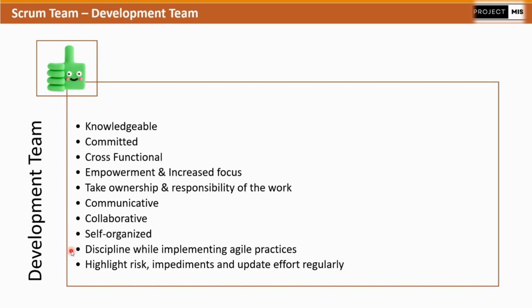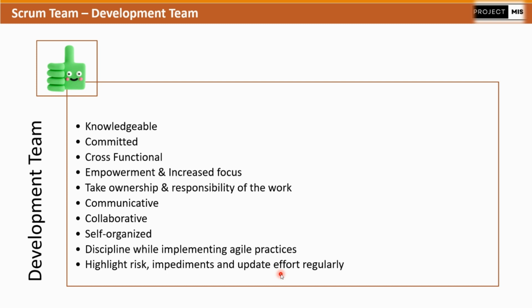Discipline with agile practices. When we are working in the agile methodology, the Scrum framework, certain principles and guidelines need to be followed. So discipline has to be there in the culture, which is expected from the development team. Highlight risk, impediment, and update effort regularly. Any risk they foresee or come across, they should highlight. If they have any impediment or blocker, they should highlight it to the Scrum Master, and with the help of the Scrum Master, they should be able to resolve that, and they should be updating the effort regularly.